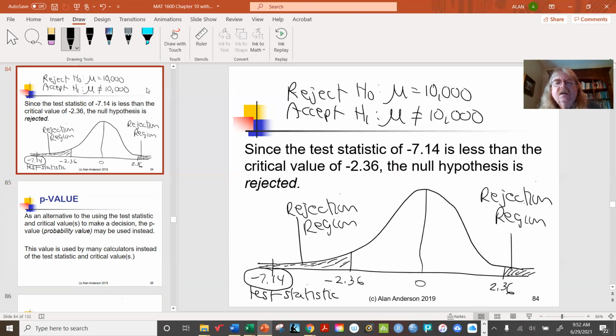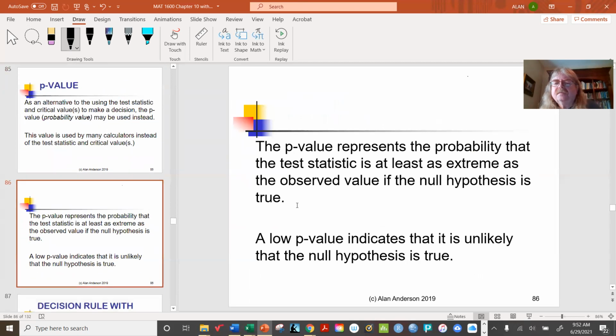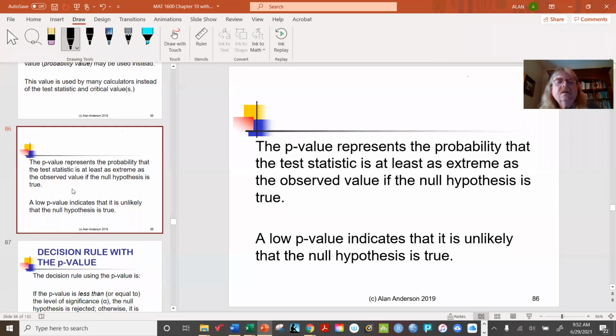Specifically, the calculator, at least the Texas Instruments ones, will give you the test statistic, but not the critical values. You can still look those up, but it's easier to simply go with the p-value. So what exactly is the p-value? Formally, it represents the probability that the test statistic is at least as extreme as the observed value when the null is true.